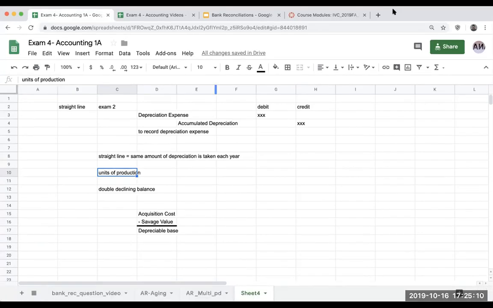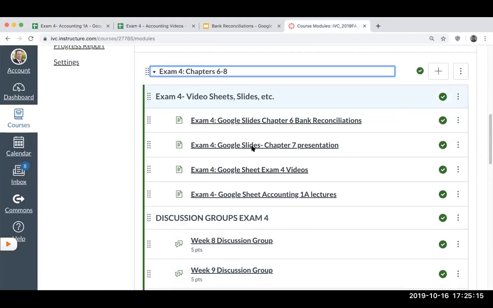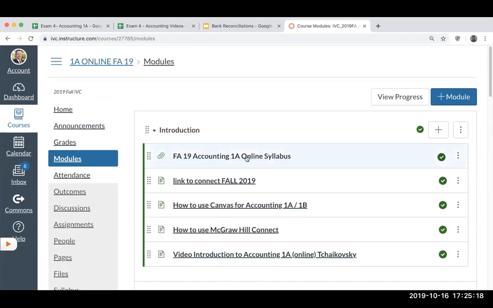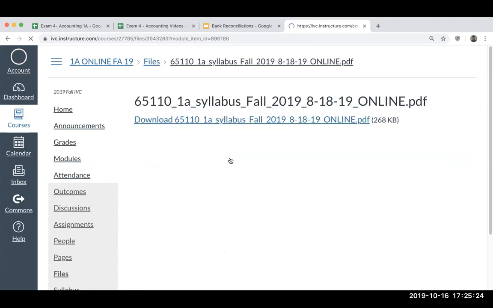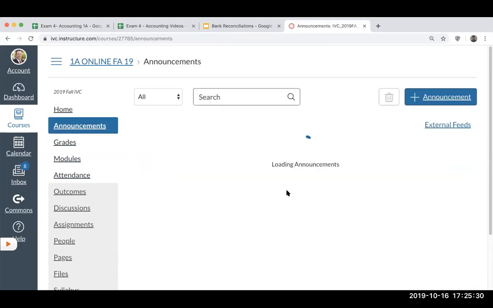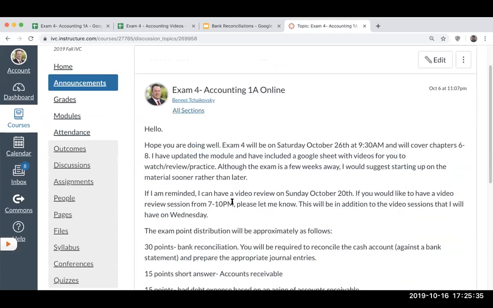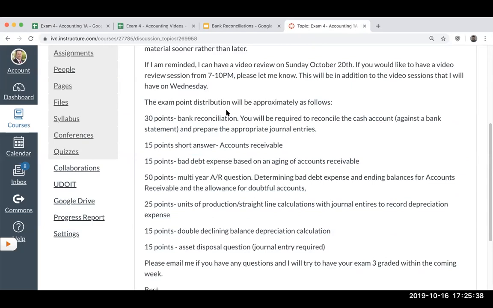If you go back over here to your exam breakdown, and this is only for my accounting class, I want to be really clear on this, because if there's another section that's listening, this is only for my online class. So when I'm looking at what's going to be on your exam, I see this right over here. 30 points bank rec. You're going to have to reconcile the account and then prepare the appropriate journal entries for the company. We don't do journal entries for Wells Fargo.